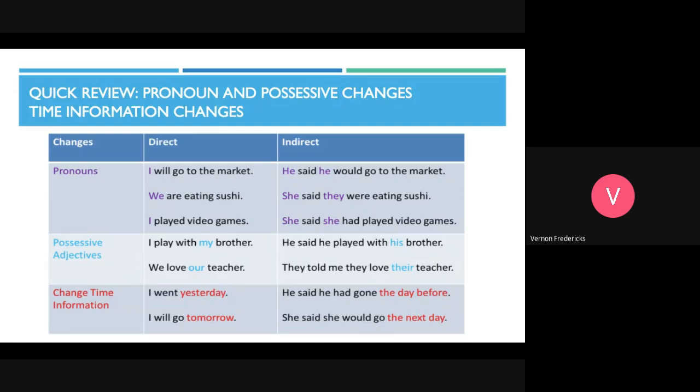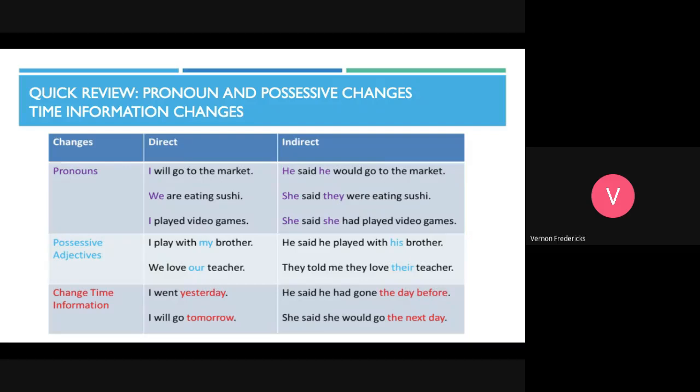Possessive adjectives. I play with my brother. Present simple. He said he played with his brother. Past simple. So my changes into his. We love our teacher. They told me they love their teacher. So our changes into their.